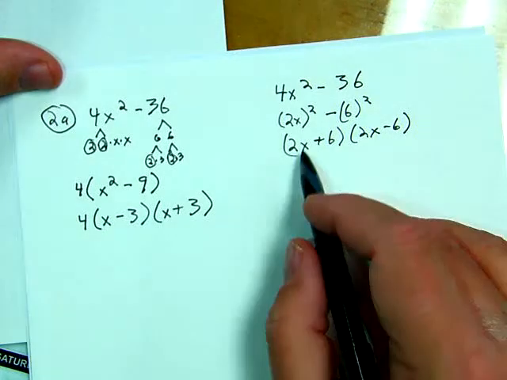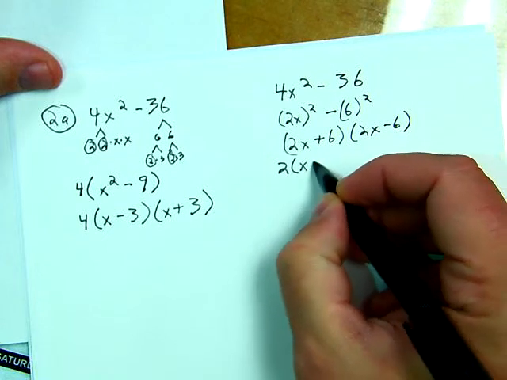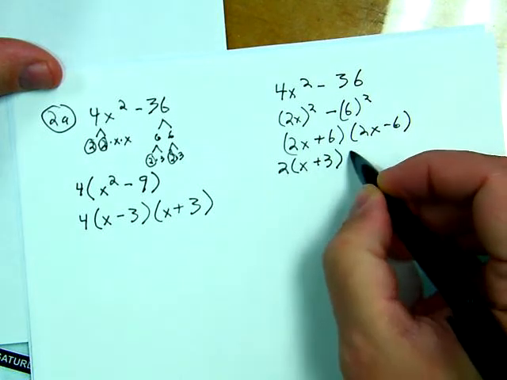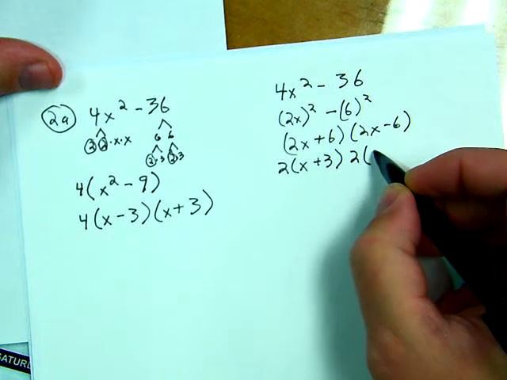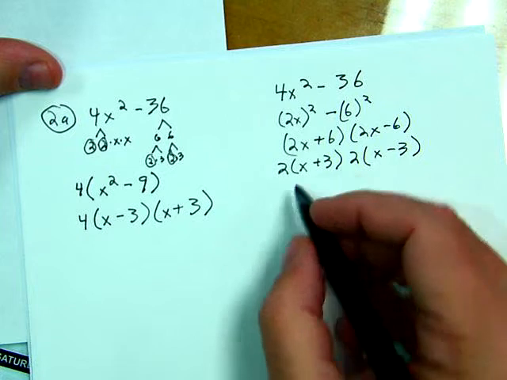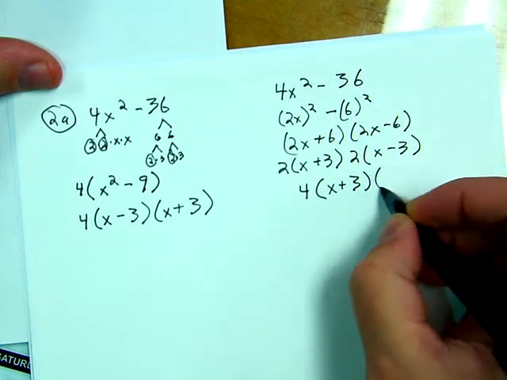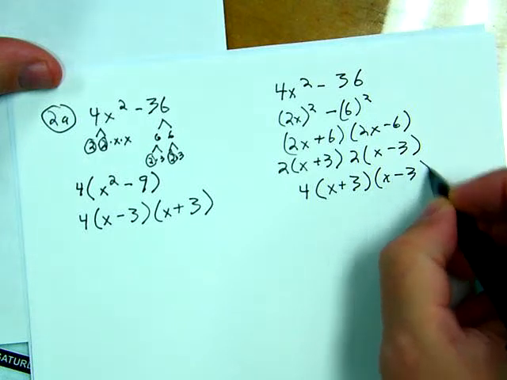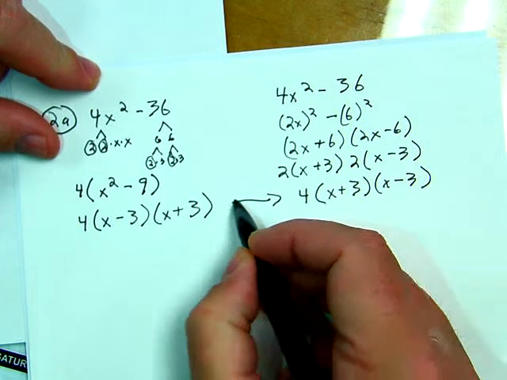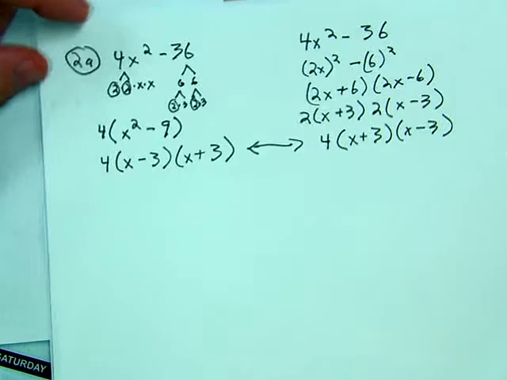And then I look at it and I say, well, I can still factor a 2 out of this guy. I get x plus 3. And I can factor a 2 out of the second guy. I get x minus 3. And now I have on the outside 2 times 2, so I go 4 times x plus 3 times x minus 3. And you'll notice same answer in both situations. All right, let's go on to 2b.